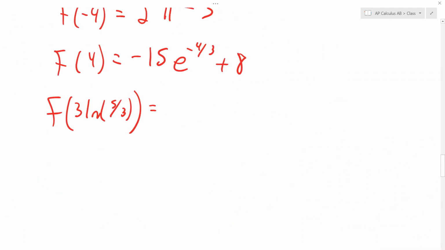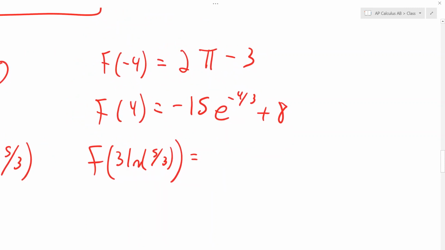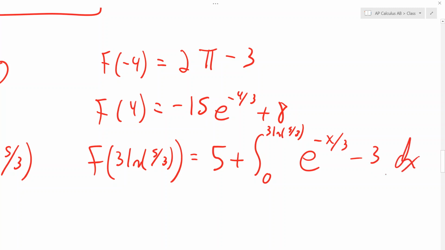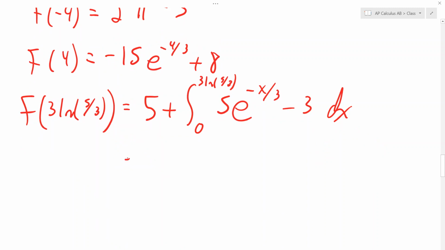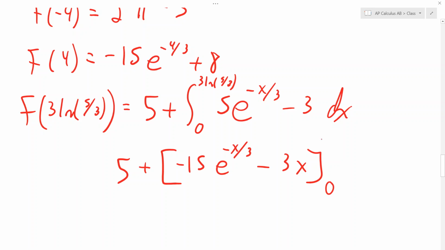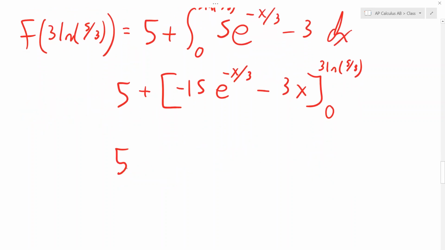What was the y value we knew? 5 plus the integral from 0 to 3 ln 5/3 of e to the negative x over 3 minus 3. Is that what it was? Was there a 5 here? Yeah. And look, we already did that antiderivative, so there's really no reason to write it out again, but I am. It was negative 15 e to the negative x over 3 minus 3x from 0 to 3 ln 5/3.